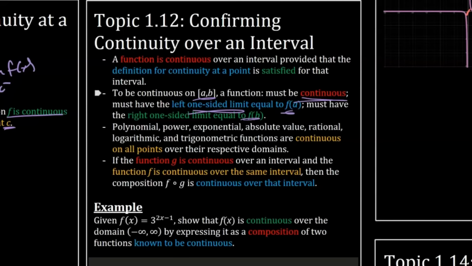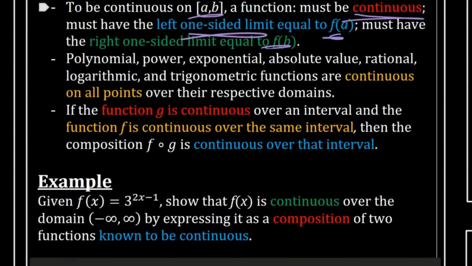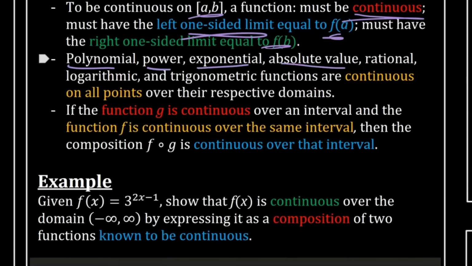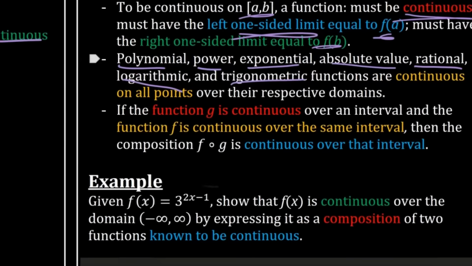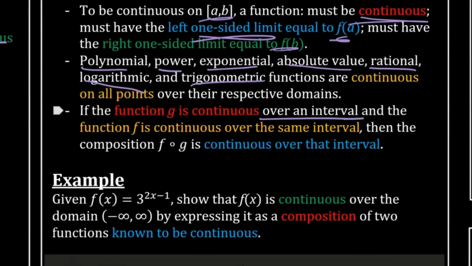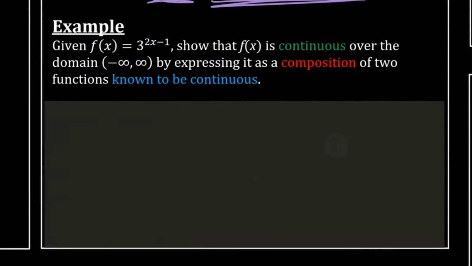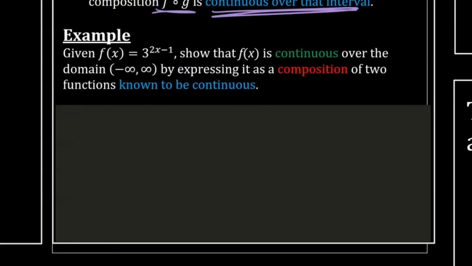We're including the endpoints. There are several types of functions that are always continuous over their entire domains: polynomials, power functions, exponential functions, absolute value functions, rational functions, logarithmic functions, and trigonometric functions. Okay, that was a lot. Now we also have a similar rule to 1.11. If the function g is continuous over an interval and the function f is continuous over the same interval, then the composition of the two is also continuous over that interval. Now, given all of this information, let's try an example question. Take a second and see if you can solve this.